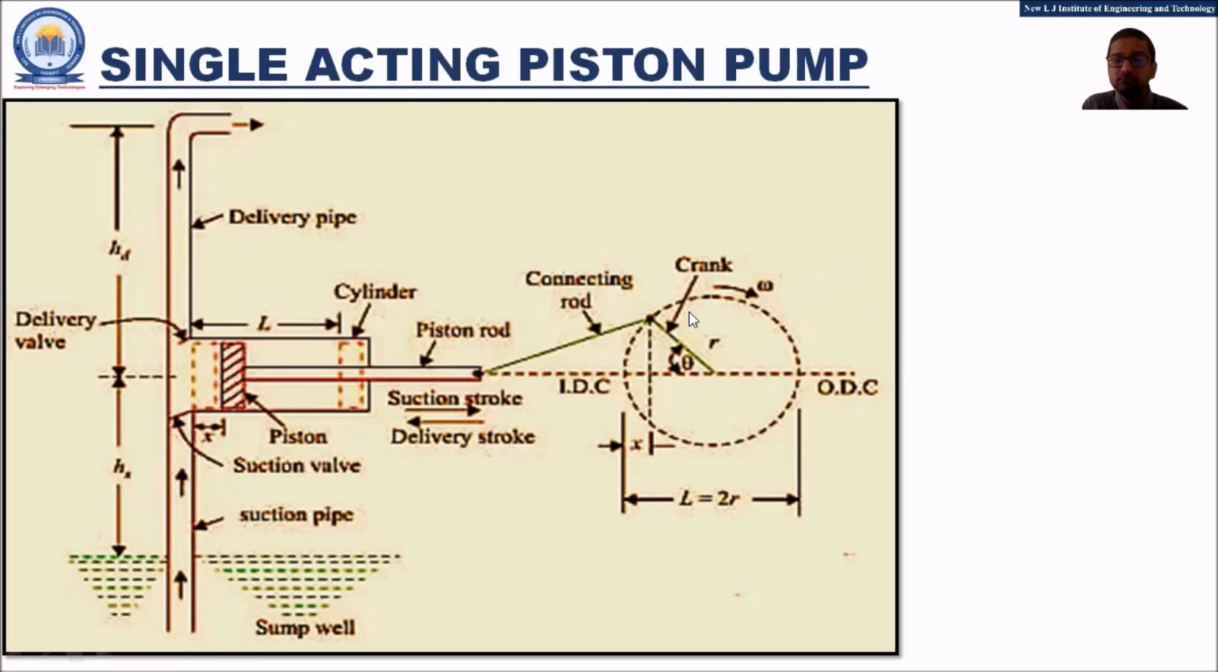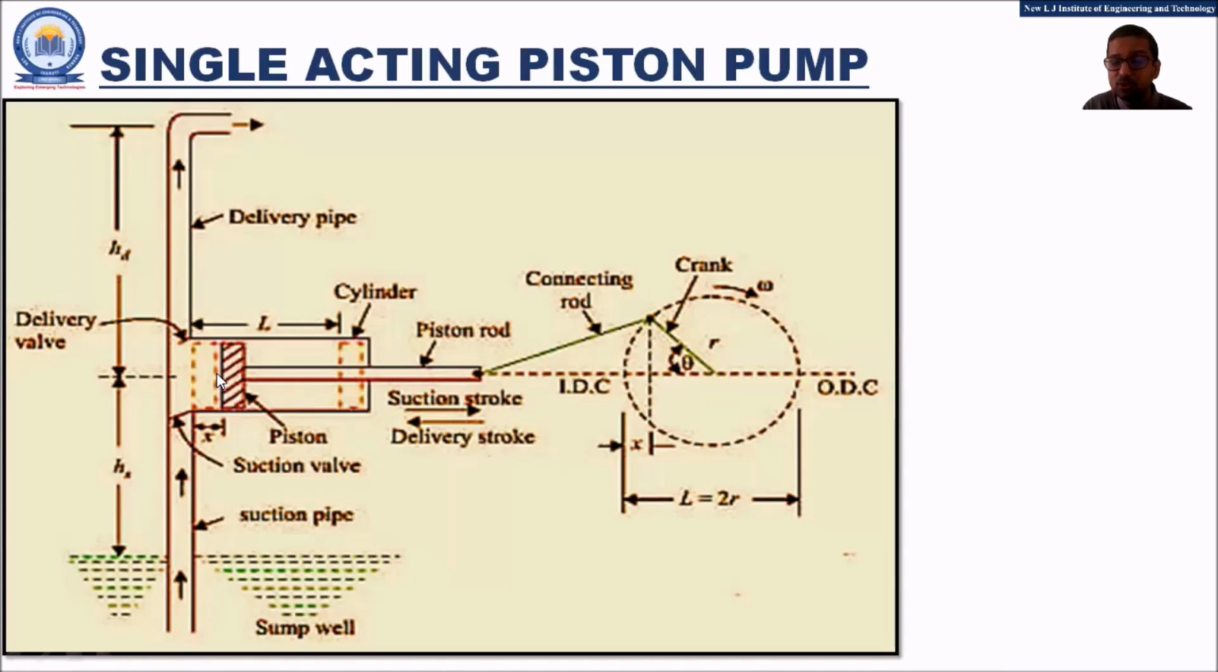In this stroke, the crank, which is connected to the prime mover, rotates from 0 to 180 degree. Repeating the point once again, the crank rotates from 0 to 180 degree. Because of this rotation of the crank, the piston moves from left to right. The piston will be moving from left to right. The arrow is shown in the diagram.